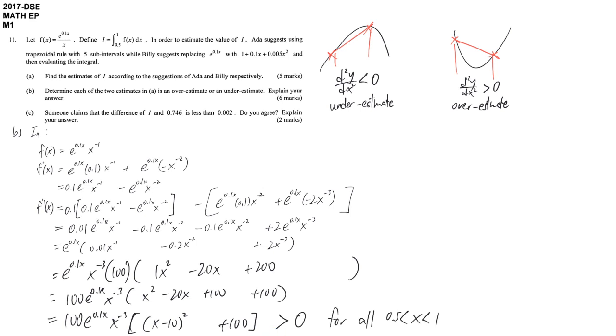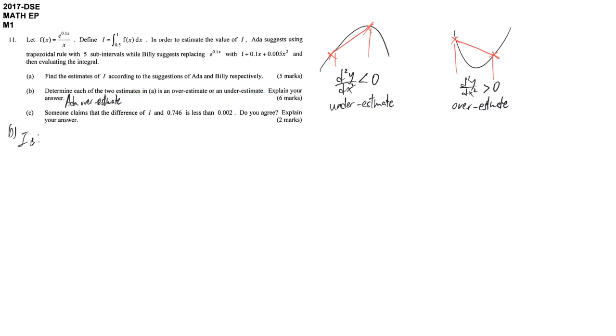Since the second order derivative is larger than 0, it should be overestimated. Write down the conclusion, then we now work on BD's estimation. e^(0.1x) should be equal to 1 plus 0.1x plus 0.005x squared, and then plus (0.1x)^3 divided by 3 factorial, and so on and so on.